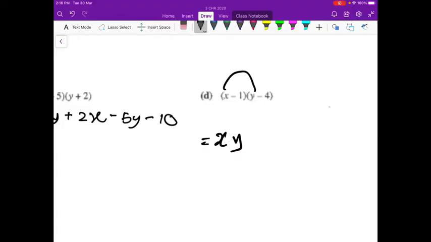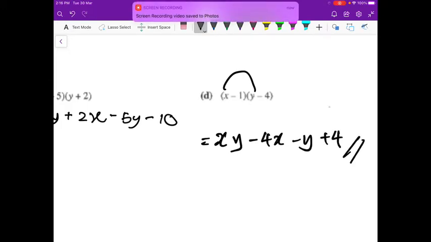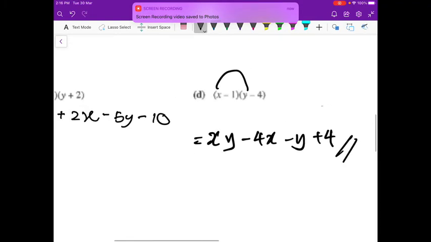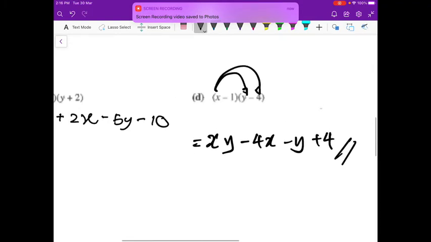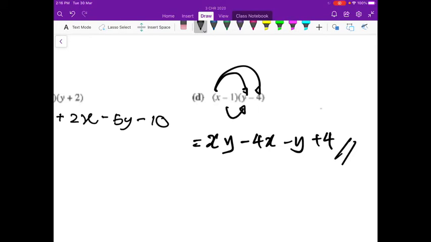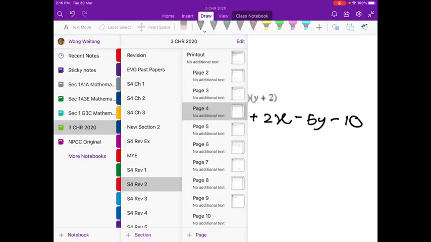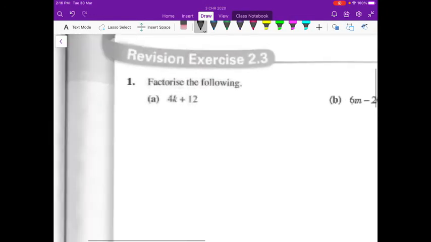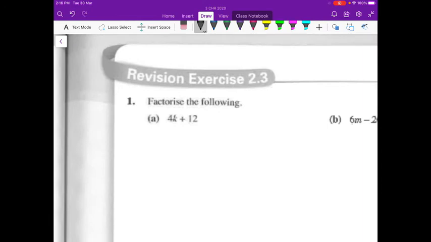So xy minus 4x minus y plus 4. That's all. X times y, x times negative 4, negative 1 times y, negative 1 times negative 4. Okay, factorize. I give you a short break. Okay, factorize the following.